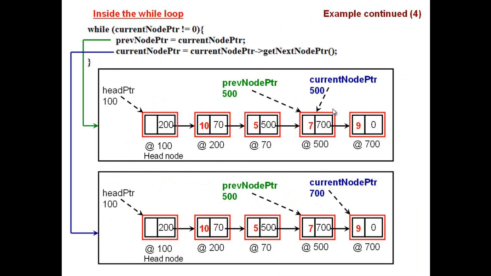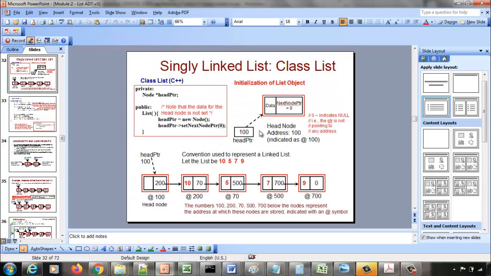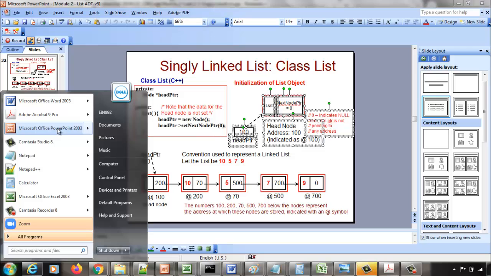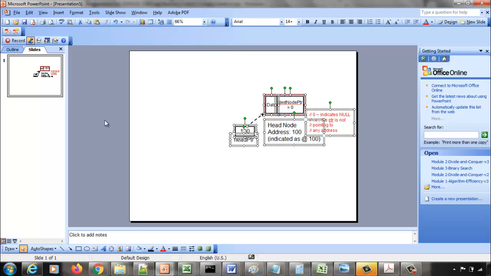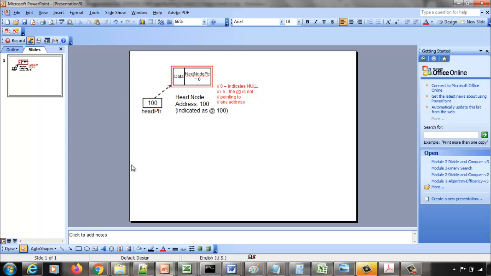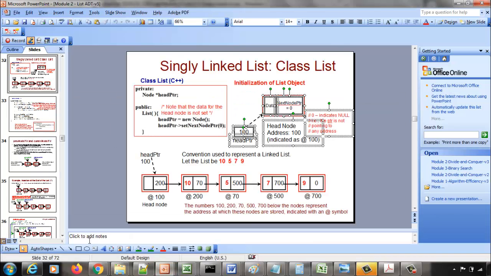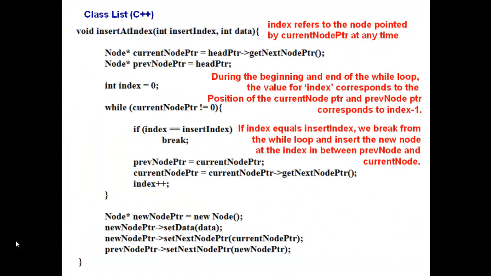Okay, so let me do this. I'll copy this figure. I will create a separate PowerPoint. Okay, so let us go to the insertAtIndex function. So this is the insertAtIndex function. So insertIndex is 0, right? Because we're going to insert the first data node, and whatever the data, in this case 10.